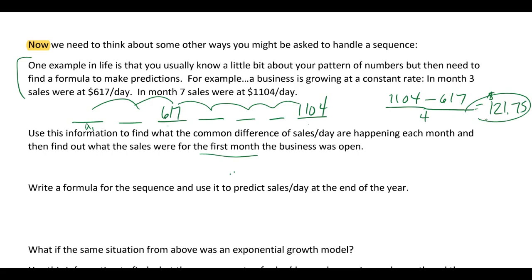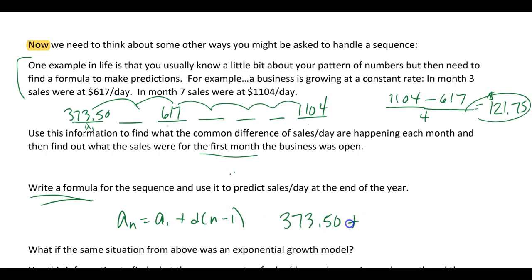And whenever I do that, it looks like I'm getting $373.50. So that's going to be my A1, and now we can write a formula for this sequence, which is arithmetic, by the way. So our arithmetic formula is here, right? A1 plus the common difference times n minus 1. The first term, 373.50, plus the common difference, 121.75 times n minus 1. This, kids, is my formula.